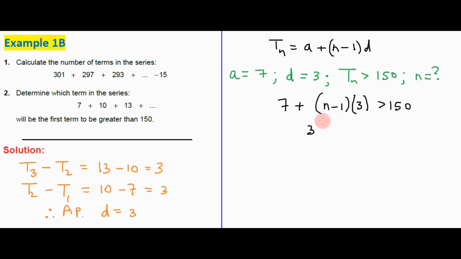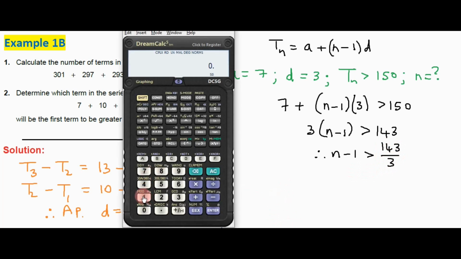So we have 3 into (n minus 1). We can take the 7 to the right-hand side. And now we can divide through by 3. So n minus 1 is greater than 143 divided by 3. Let's check on the calculator. 143 divided by 3 is 47,67.